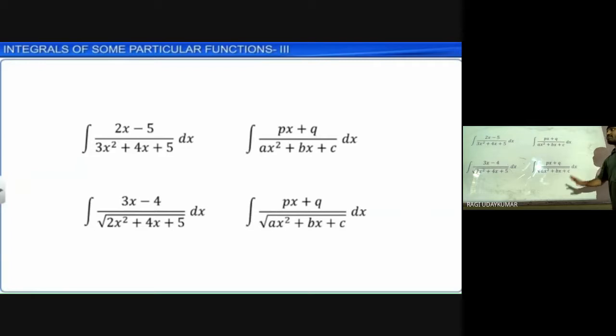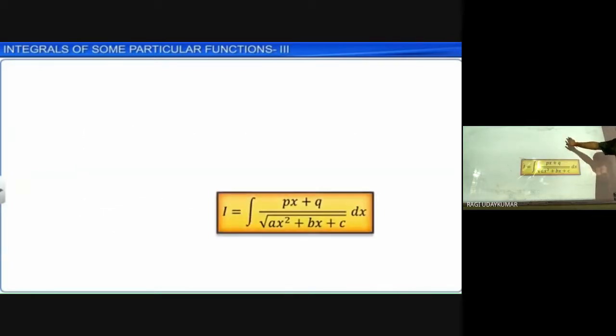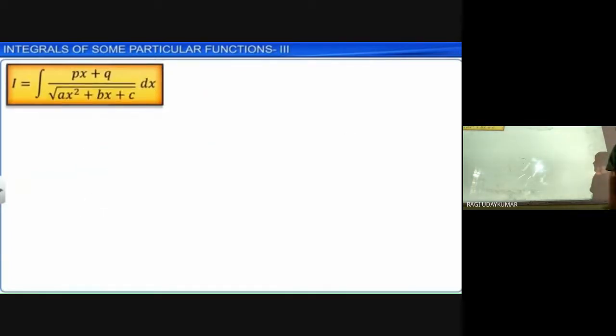ये three forms में एक form में आ जाएगा. So that is the first model. Second model is under root के साथ same question: (px plus q) by under root of (ax square plus bx plus c), we are going to.